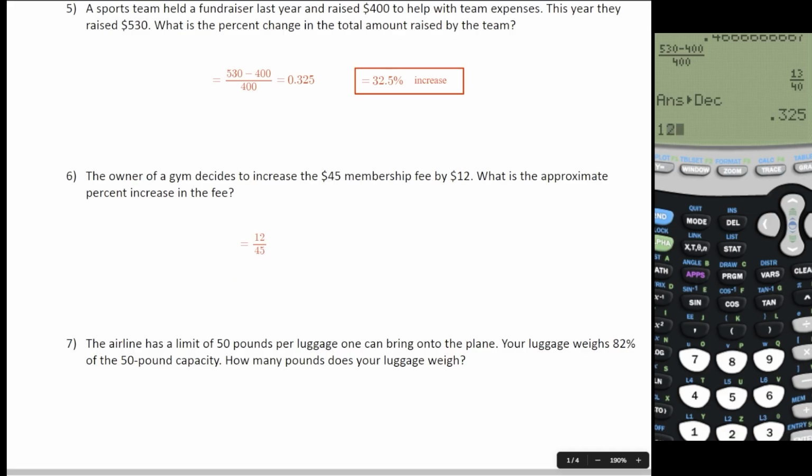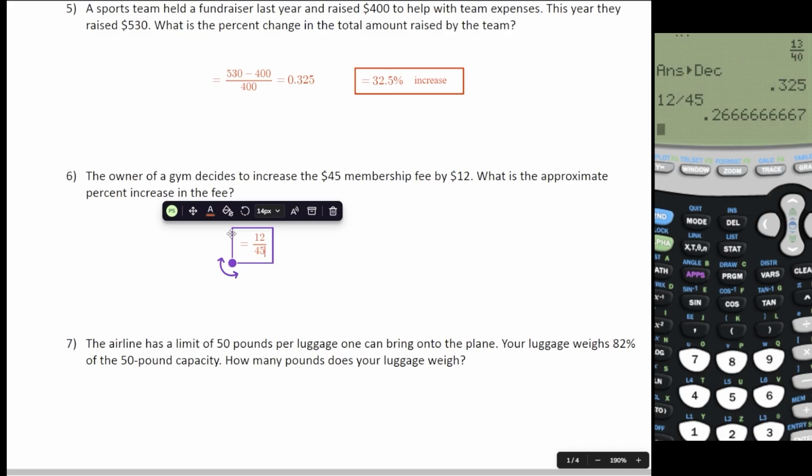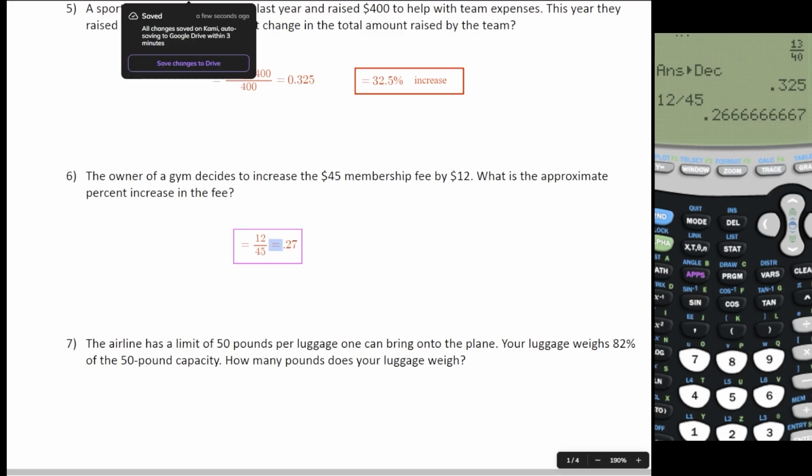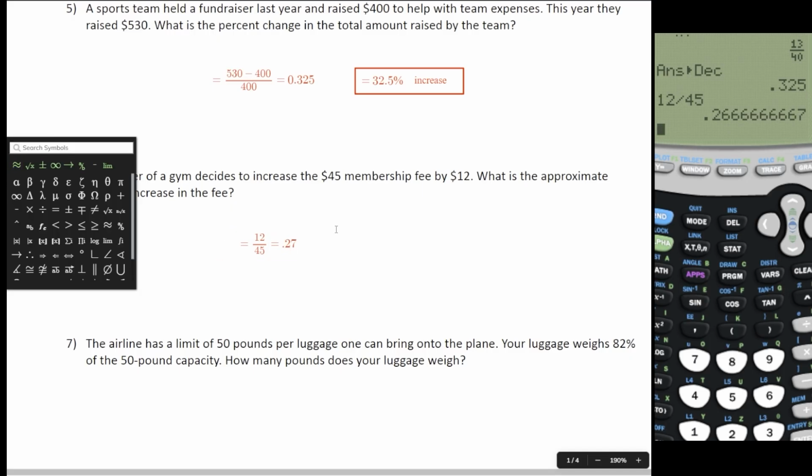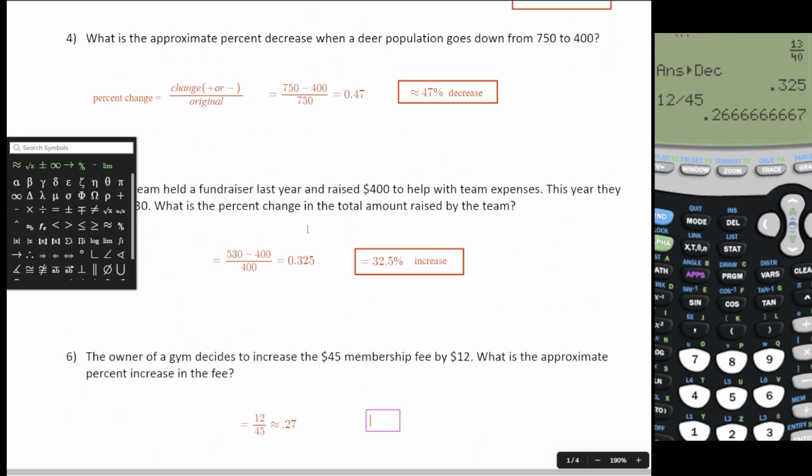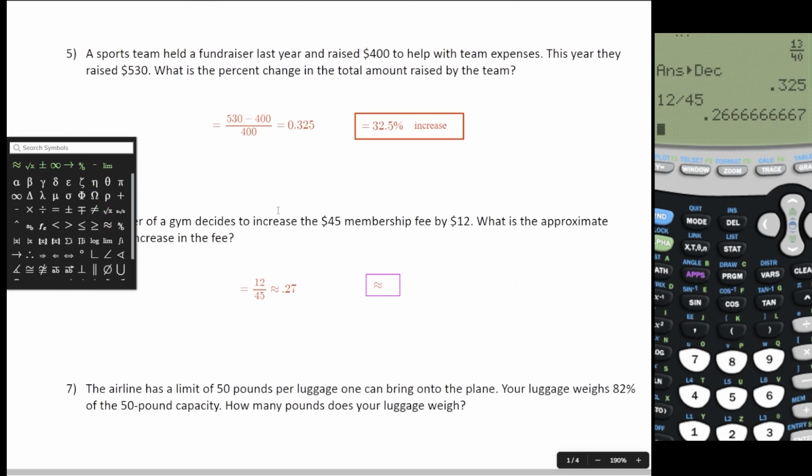And we can go ahead and divide that. 12 divided by 45 is about 0.267 or 0.27. Go ahead and say approximately here. That's what this little squiggly equals means, and use that when it's not exact. So we're going to say approximately 27%.